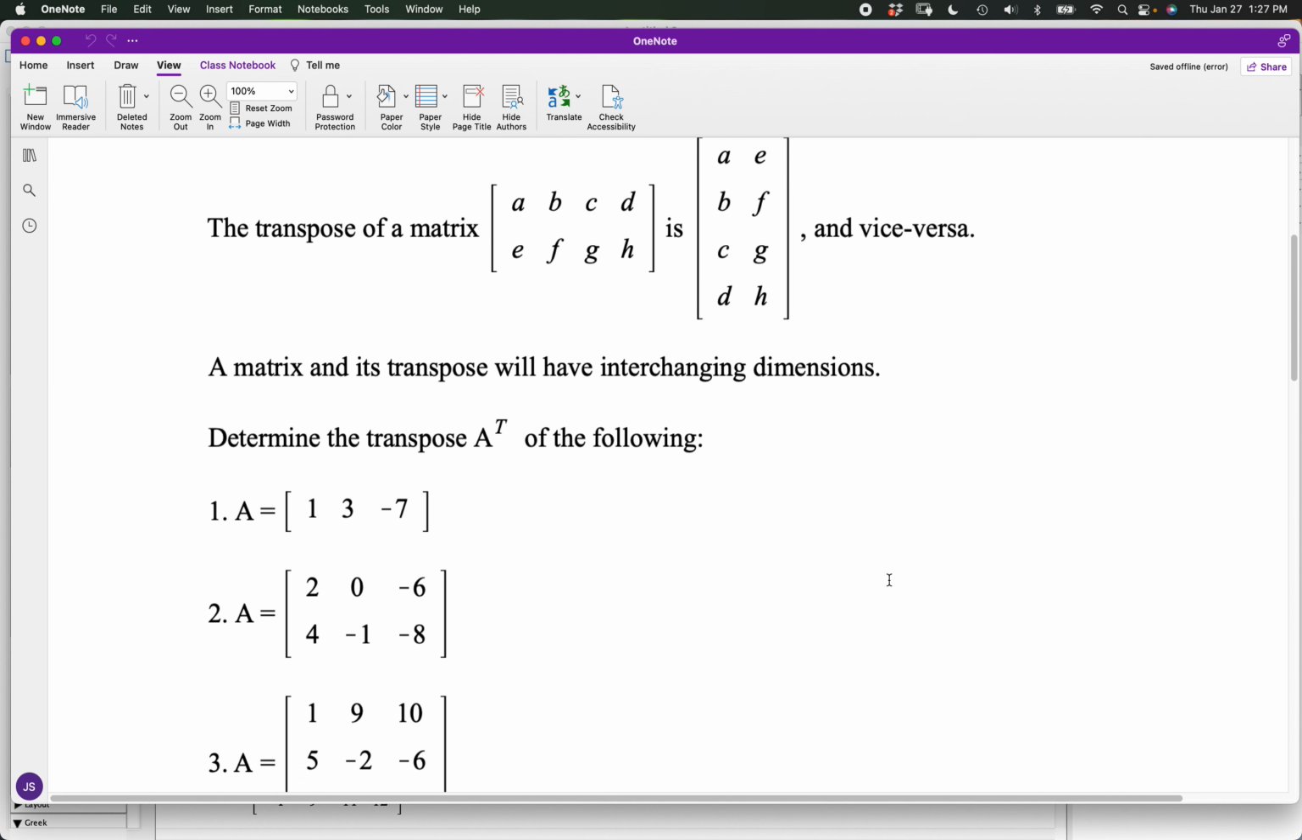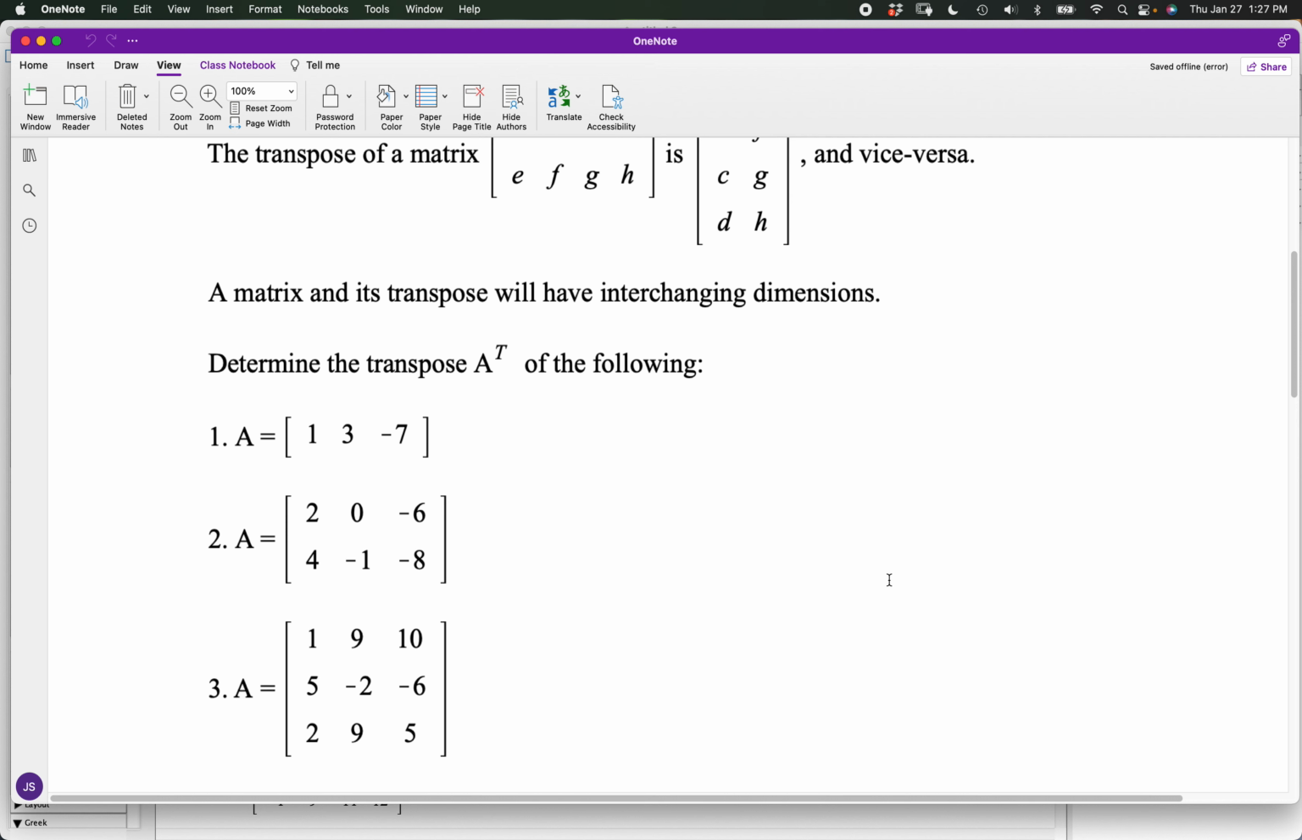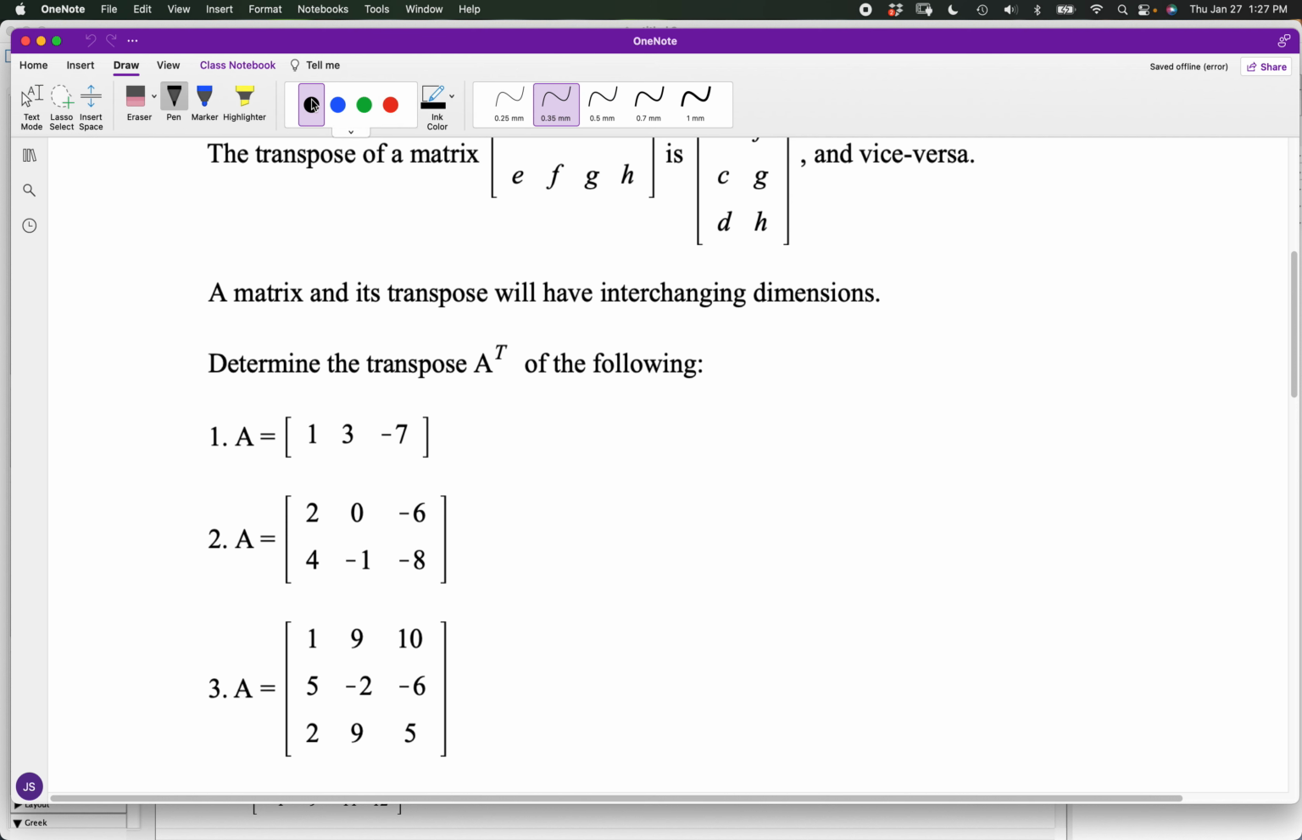A matrix and its transpose will have interchanging dimensions. Looking at some samples, if I'm looking at the transpose of the following, in the first case we have a 1 by 3 matrix, and the transpose is going to be a 3 by 1. You have one row, so the transpose is just going to have one column. Moving clockwise, you have 1 at the top, 3 in the middle, and -7 on the bottom.